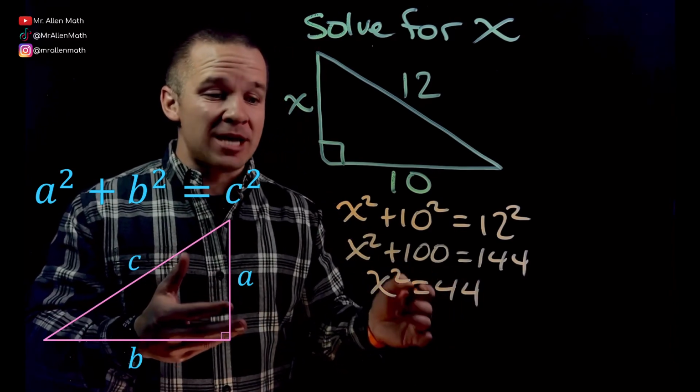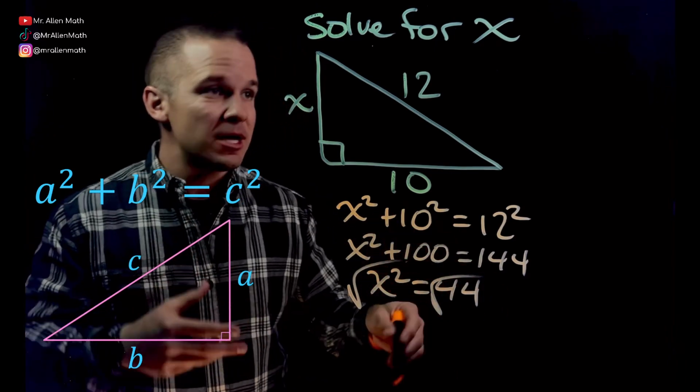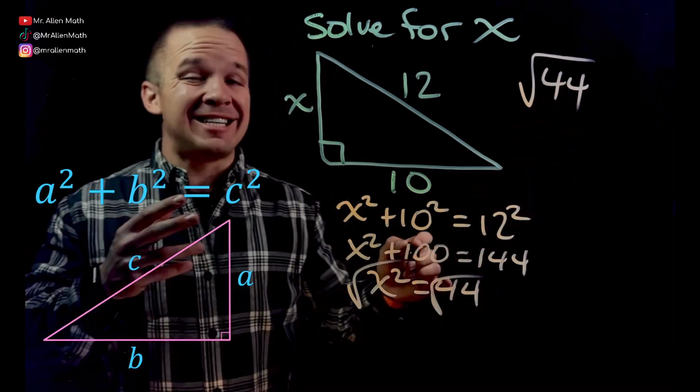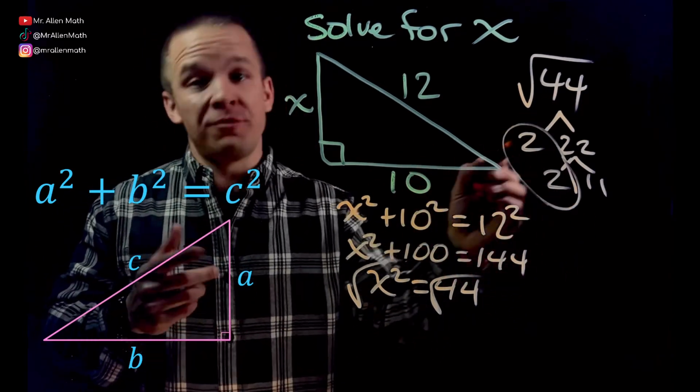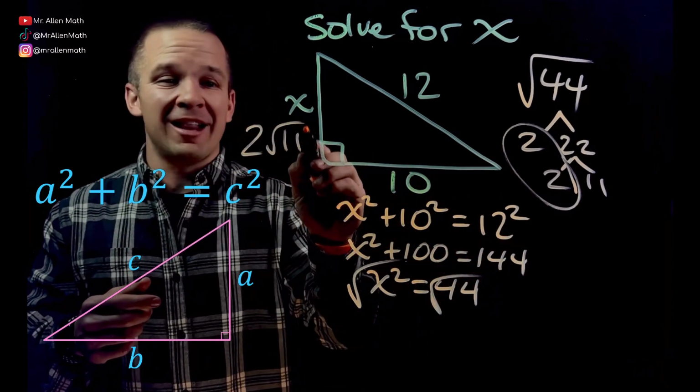How do I get x by itself? Got to get rid of that squared. So I'm going to square root on both sides. Now I'm going to get the square root of 44. I've got to break that thing down with a factor tree. I can circle my pair of 2's. And now I've got 2 square root 11 for my final answer, and that's it.